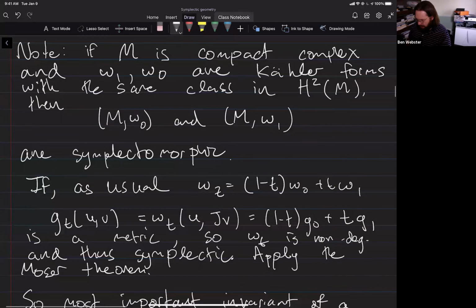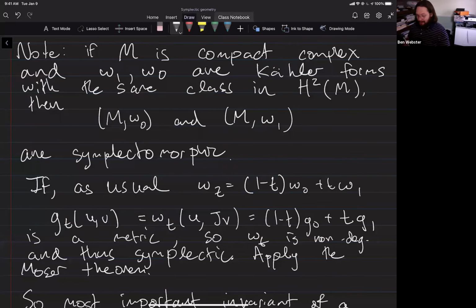And one of the things worth always thinking about with this stuff is, what cool little Moser type theorem do I get? Having this compatible complex structure makes the Moser theorem argument much nicer. So if I have a compact complex manifold with two different Kähler forms, so two different symplectic forms compatible with the fixed complex structure, and which have the same class in H2, then actually the two manifolds are symplectomorphic.